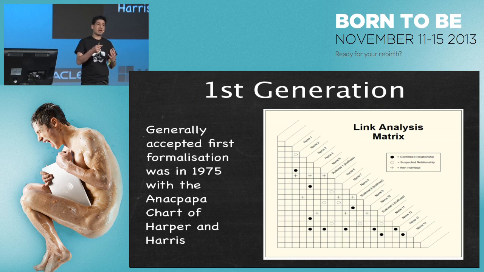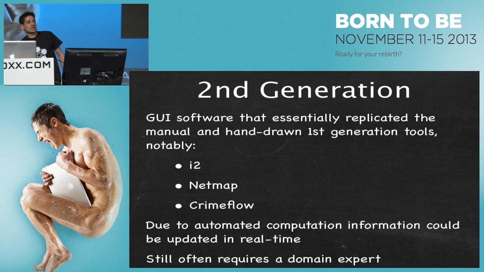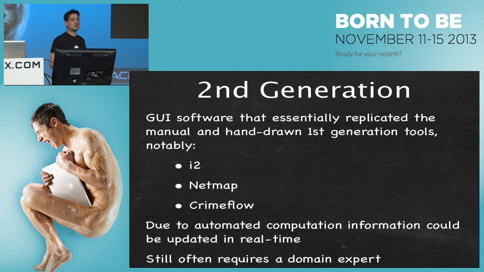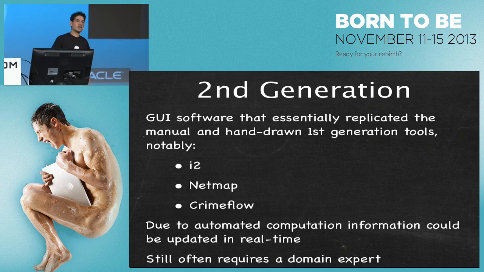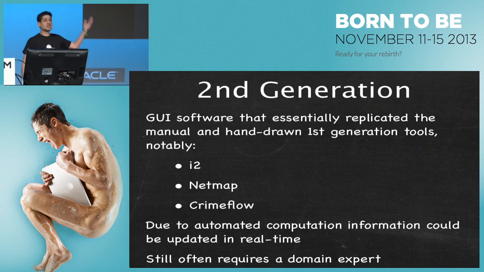The next generation basically built on this, because these were all hand-drawn charts. We introduced new software, GUI, you could drag things around, and we started seeing some of the first generation tools that are still in use, like i2. NetMap less so, CrimeFlow is still around. And the biggest benefit of these is that before, if you had one of those Anna-Kappa charts and you wanted to update it by adding a new row in the middle, you'd have to redraw the entire thing by hand. Now it's just done with a click of a mouse.